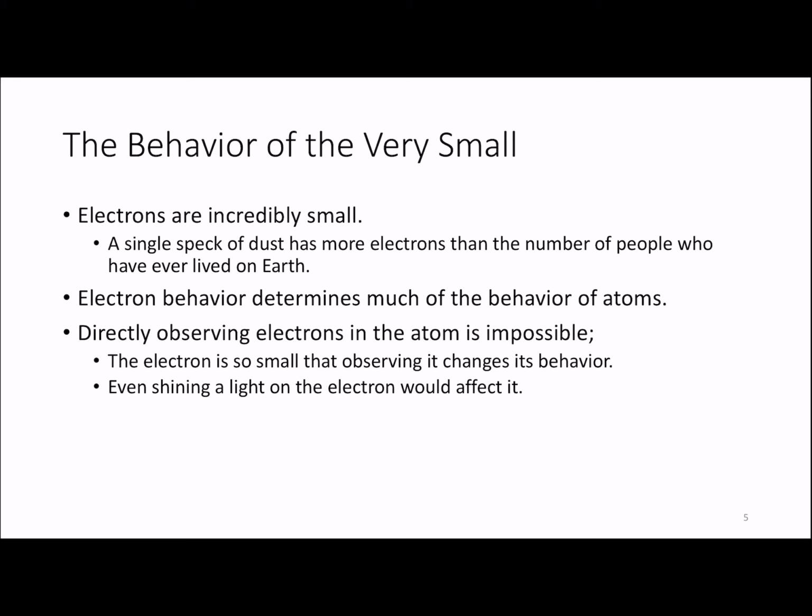Electrons are really, really small, so a single speck of dust has more electrons than the number of people who have ever lived on Earth. And electron behavior determines much of the behavior of atoms, which is why we really want to study them. But the problem is directly observing electrons is pretty much impossible. The electron is so small that observing it changes its behavior. Even shining a light on an electron would affect it.